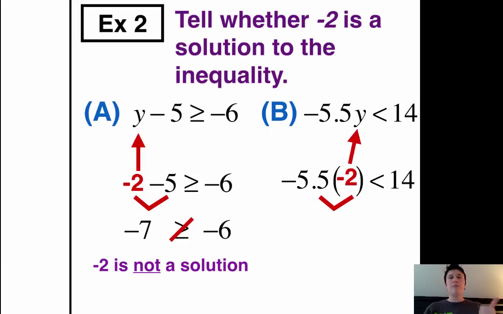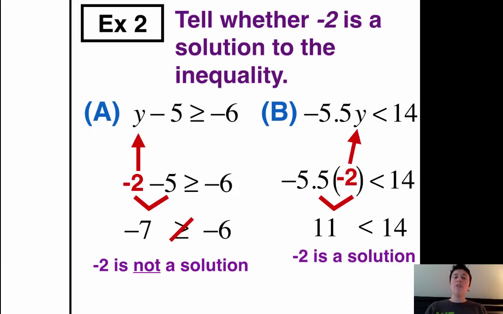We know a negative times a negative ends up being positive. And we know 5.5 times 2, if we double it, is going to be 11. So we have 11 is less than 14. So again, in your head, you say, is that true? Is 11 less than 14? Absolutely, 11 is less than 14. This is true. So negative 2 is a solution to this inequality. So we found an answer.